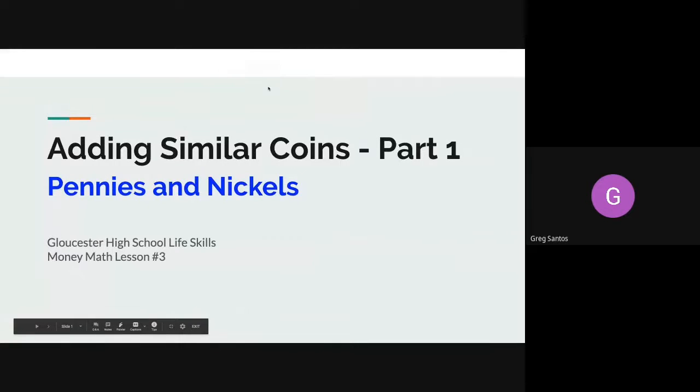In today's money math lesson number 3, we're going to work on adding similar coins, and this will be part 1 of 2. So today we're going to focus on adding pennies and nickels. So just pennies and adding nickels to nickels. We'll do a quick review of previous lessons.